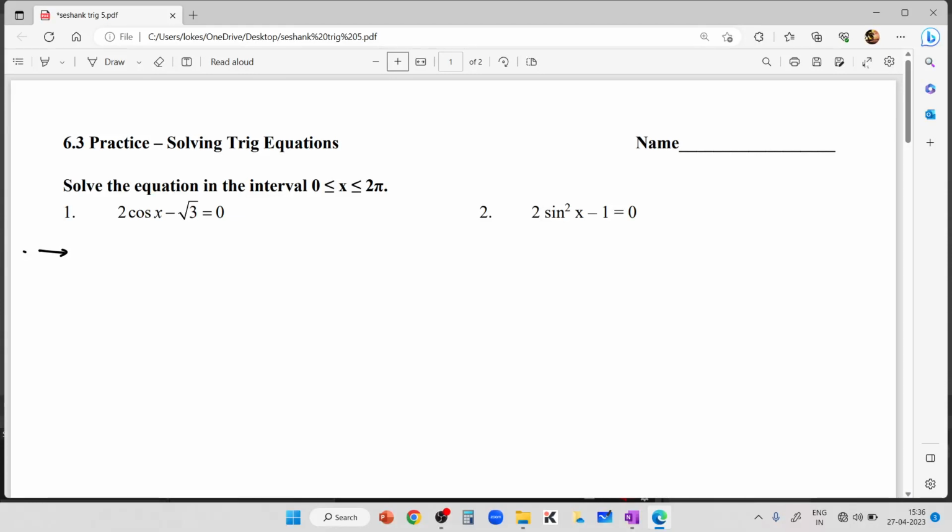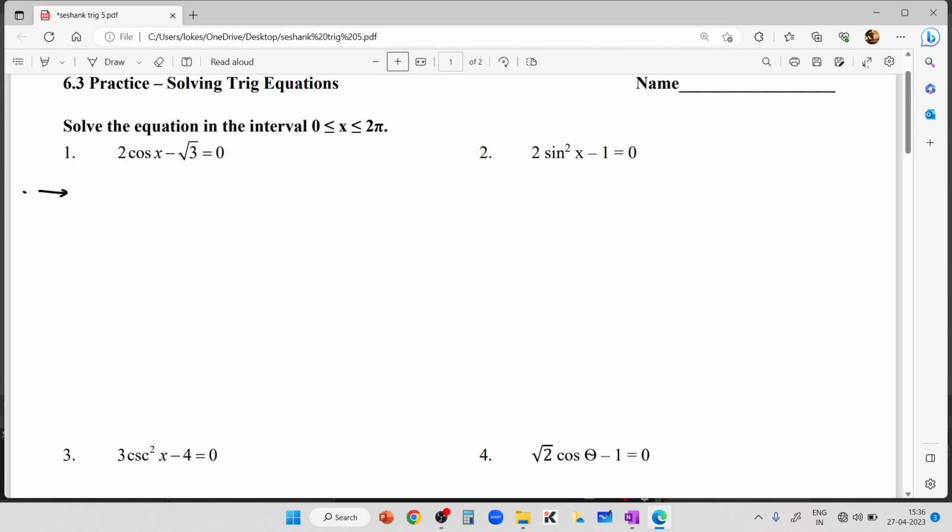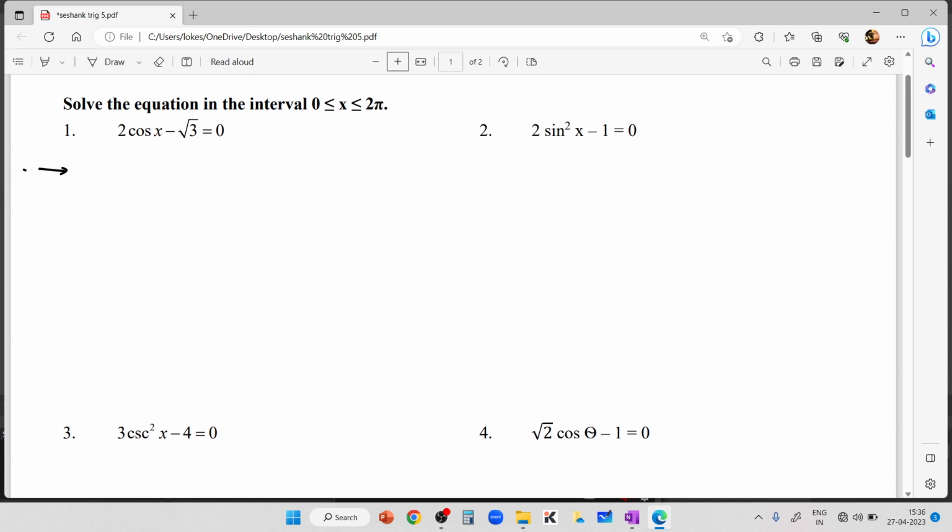Okay, we got some other type of questions in the same model. So let me solve all these equations. The first equation is 2 cos x minus root 3 is equal to 0, and we need to find the answer in the principal zone. That means we need to find the answers between 0 to 2 pi.